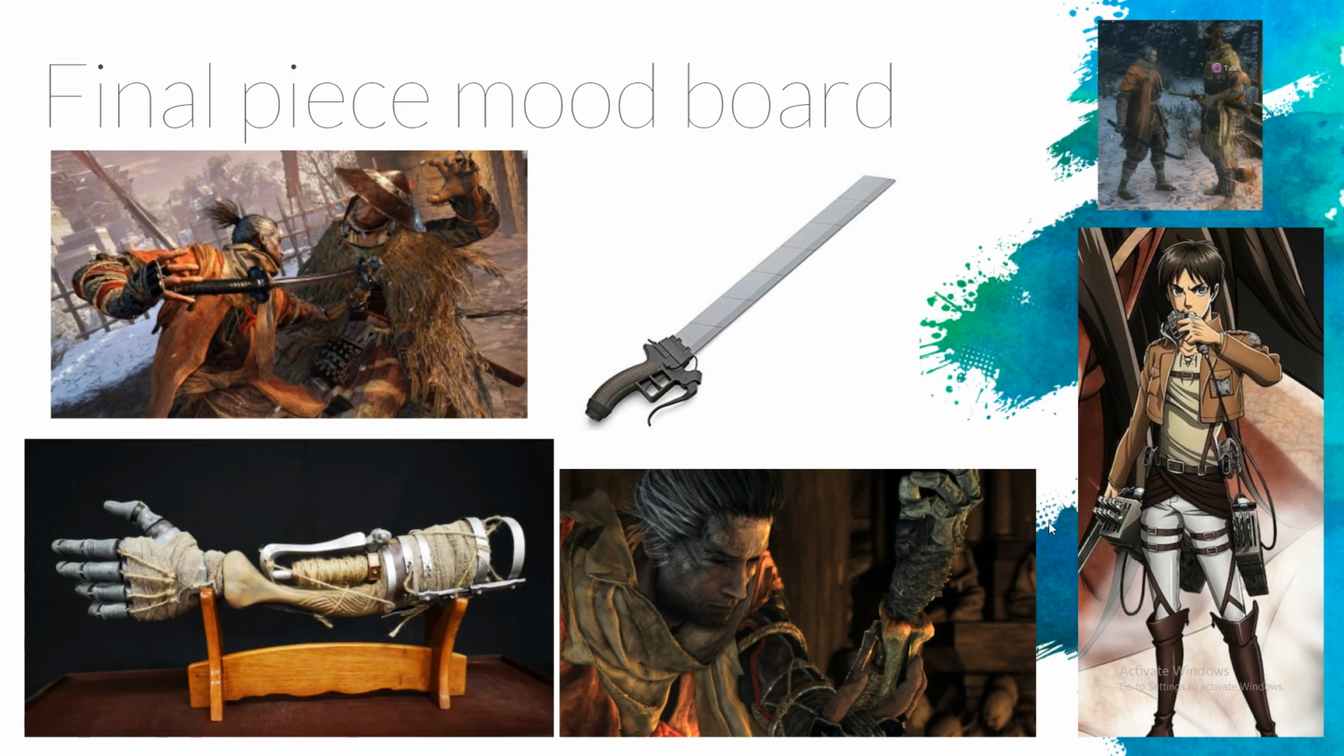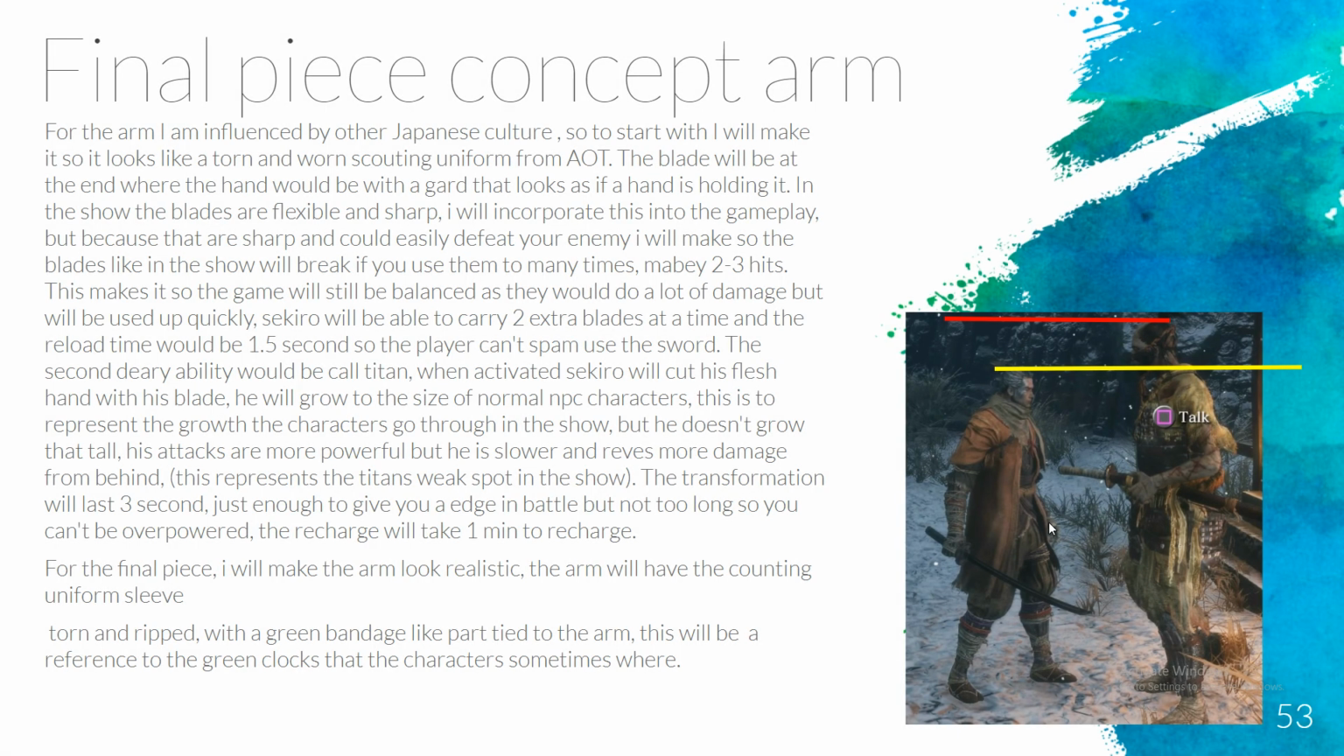I've got my first final piece mood board, where I've got examples of what characters wear, their swords, and then a bunch of images from the game showing his prosthetic arm. For the final piece concept, I'm inspired by other Japanese art culture. To start with, I'll make it look like it's wearing a torn and worn scouting uniform from AOT. The blade would be at the end, where the hand would be, with a guard that looks like the hand is holding it. In the show, the blades are flexible and sharp.